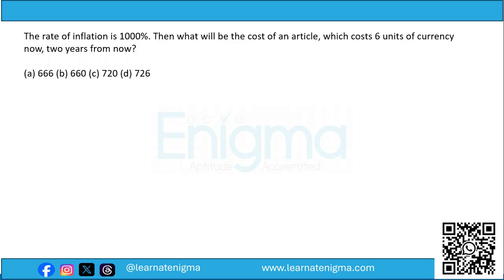The rate of inflation is 1000%. Then, what will be the cost of an article which costs 6 units of currency now, 2 years from now? Now, over here, we use our basic concept of percentage, that is, new value is equal to old value into multiplier. Now, as we want the price 2 years from now, there will be two multipliers.